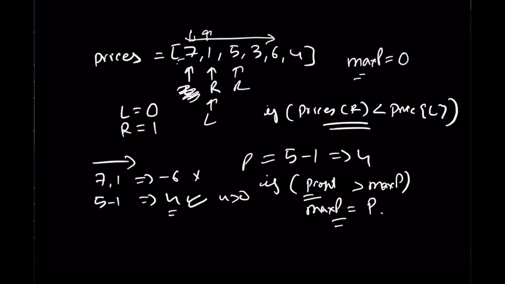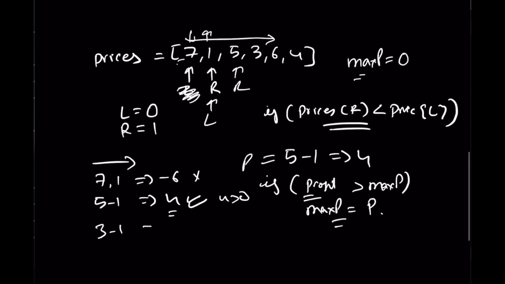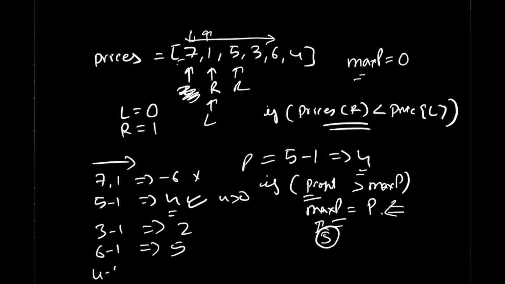And in our next one, we will move our right pointer again. It will be 3 minus 1, which is 2. But in this case, our max P is greater than our profit, so we will not apply this condition. Our max P will remain 4. In the next case, we will have 6 minus 1, which is 5. In this case, 5 is greater than 4, so our max P will become 5 now. And at the end, we have 4 minus 1, which is 3. But 5 is greater than 3, so our max P will remain 5 and we will return this 5.